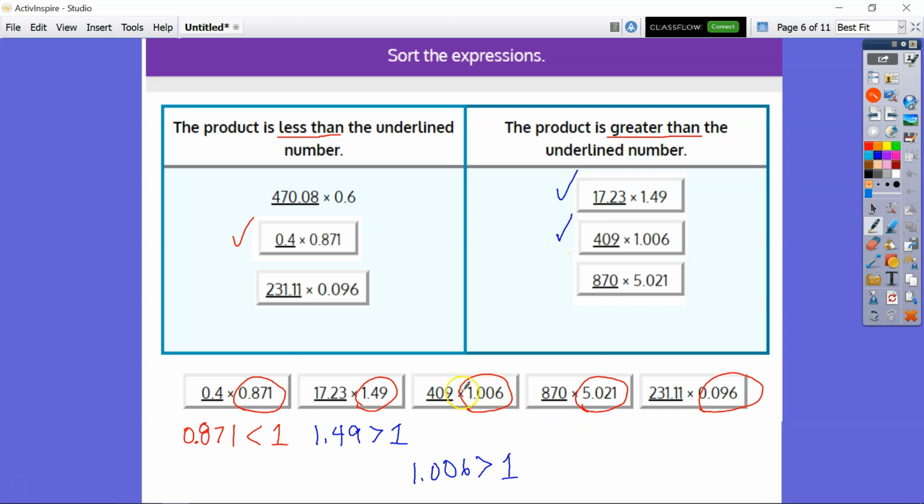Our product is going to be greater than our first factor. Finally, we said 5 and 21 thousandths is greater than 1. So our product is going to be greater than 870. And lastly, 96 thousandths is less than 1. So our product is going to be over here on the less than side for our first factor. All right. So it all depends on the relationship of your scaling factor to the number 1.